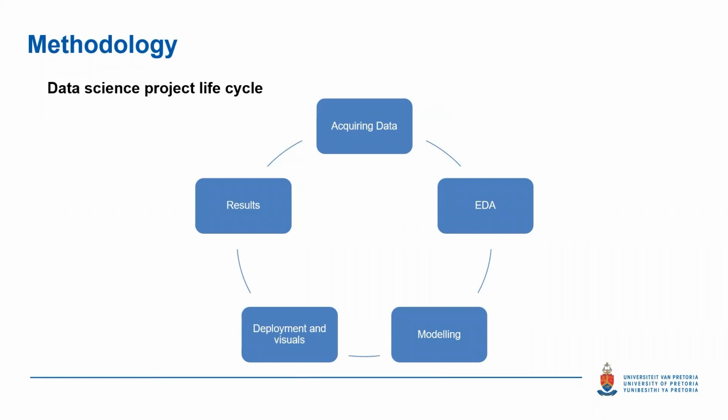So this project follows a normal data science project lifecycle. So the first step is obviously acquiring the data. Once we have the data, we do an exploratory data analysis on it. Next, we model it. Then we deploy and we create some visuals around it. And from this deployment and visualization, we then derive the results. And this is the iterative cycles.